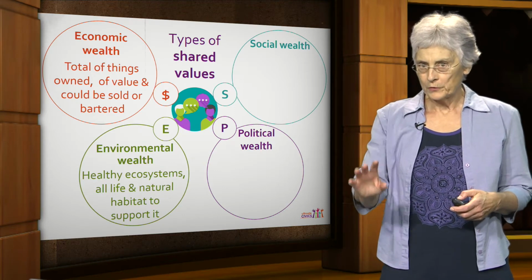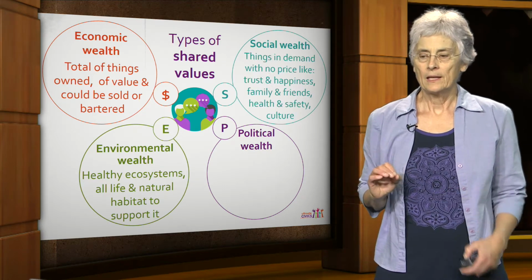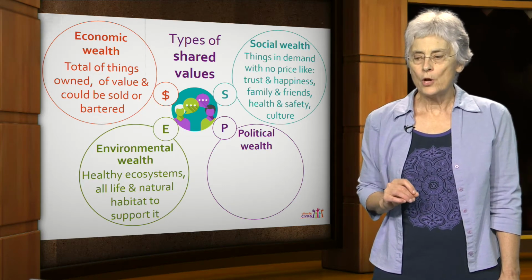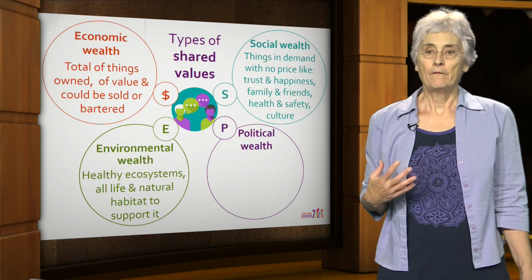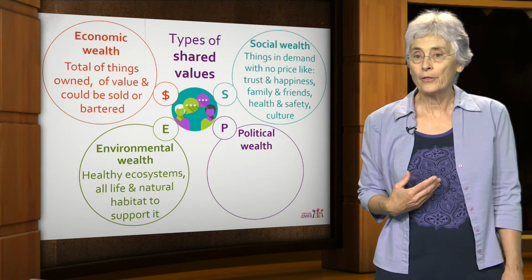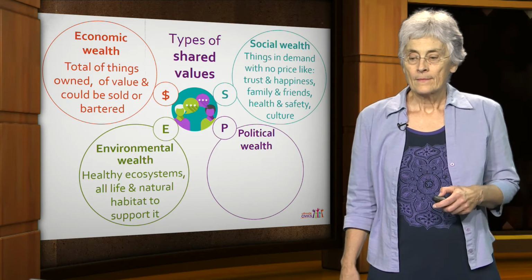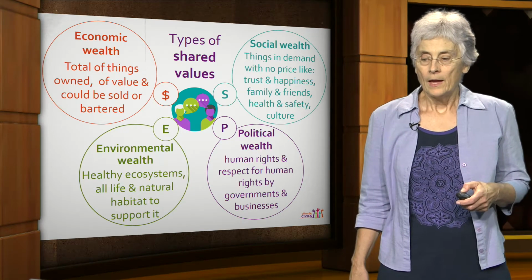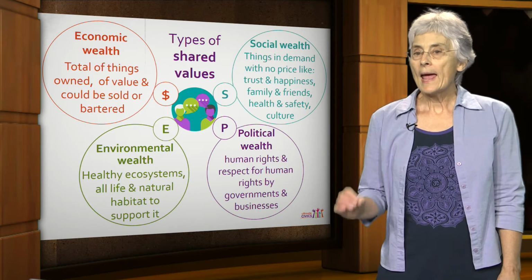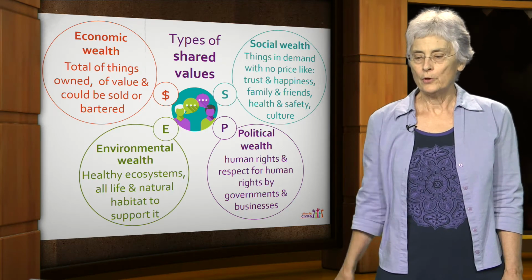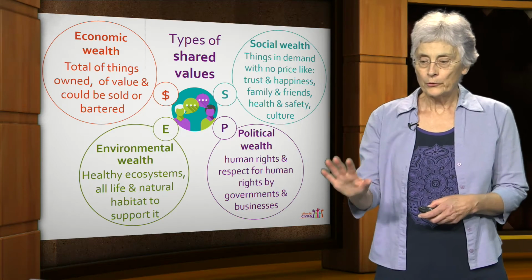These are the things we're most familiar with. Social wealth doesn't have a sticker price. It's things in demand with no price, like trust, happiness, family, our friends, our health, safety, our culture. And political wealth is pretty much what it sounds like. It's human rights. It's, importantly, respect for human rights by governments and businesses that we allow to operate. So those are our 4 types of wealth.